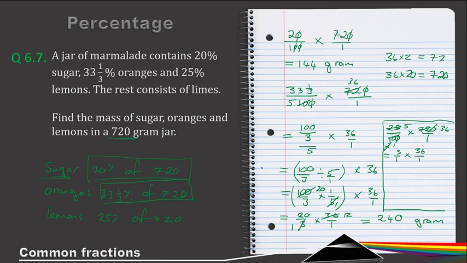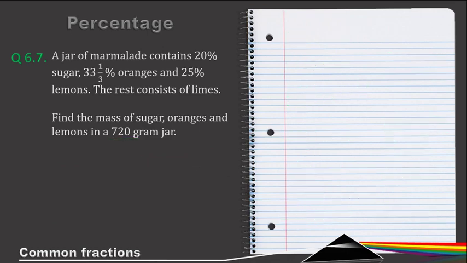So 5 times 36 is 30, and then 15, so that's 180. So 180 grams. That's how many grams of lemons are in a 720 gram jar.